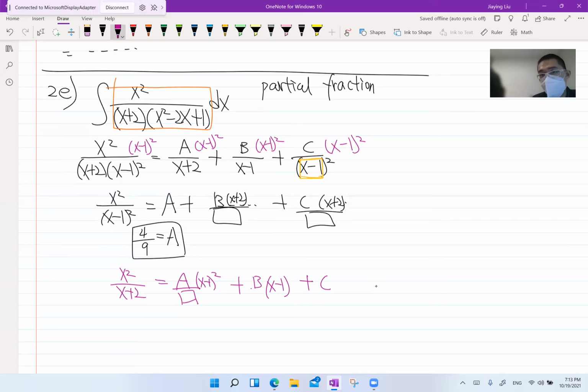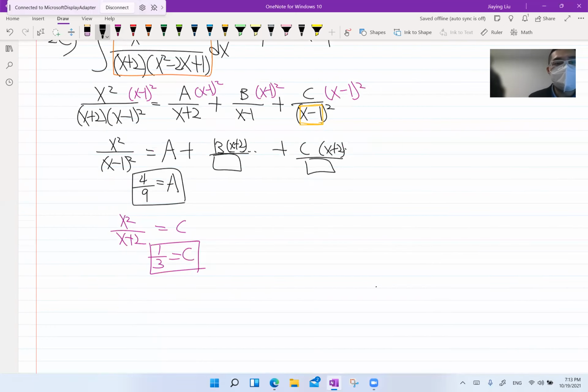And I'm going to plug in 1, because 1 will make x minus 1 squared zero. So the b and a terms go away. It doesn't matter, because we already know what a is. Those two terms disappear, giving us c equals x squared over x plus 2. Then we plug in x equals 1. So c equals 1 over 3. That's c. But how do you find b?